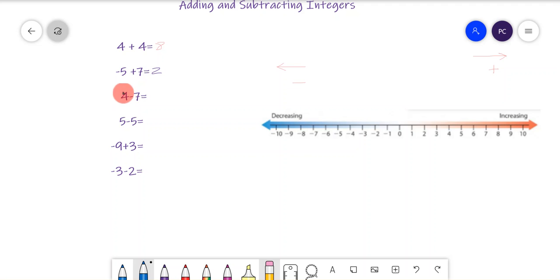Okay, so again, the number on the left tells us where we start. In this case, we're starting on positive 4. This is negative, so we're going to be moving to the left, and this tells us the number of places we'll move to the left, which is 7. So we start here and go 1, 2, 3, 4, 5, 6, 7, and we end up here on negative 3. So 4 minus 7 is equal to minus 3.